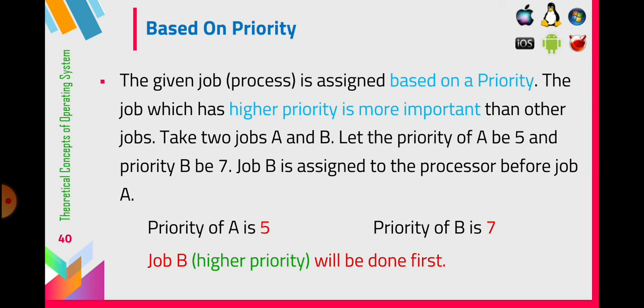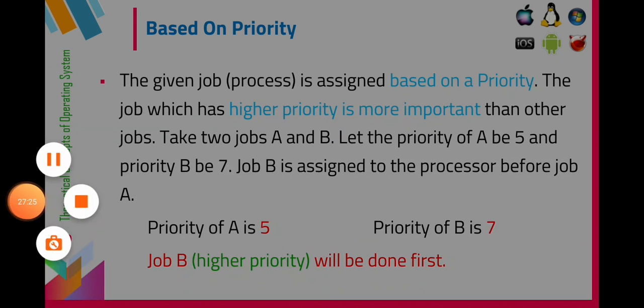Here we are taking two jobs, A and B. The priority of A is 5 and B is 7. Which one has the maximum priority? 7, B. So process B is processed first, and then it takes process A. This type of scheduling is known as based on priority.